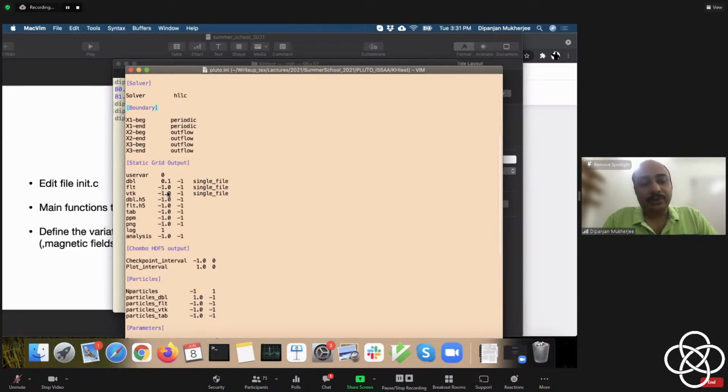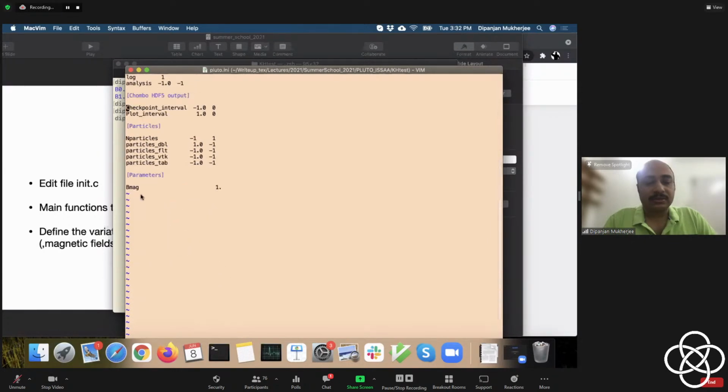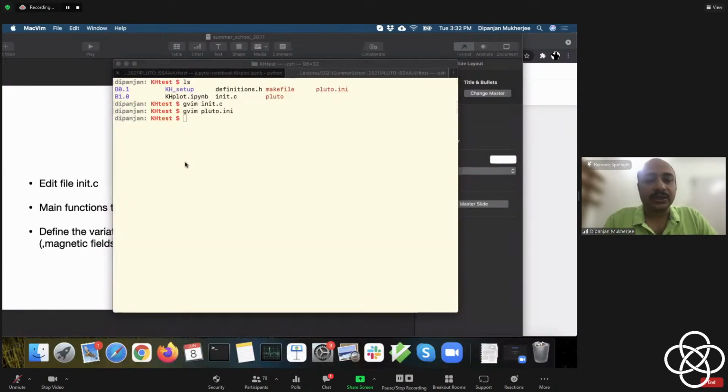And this is how you define the frequency at which the code will output my files, and the nature of the output. For example, it will output all the fluid variables, density, velocity, etc. And these are other parameters which are not really relevant.